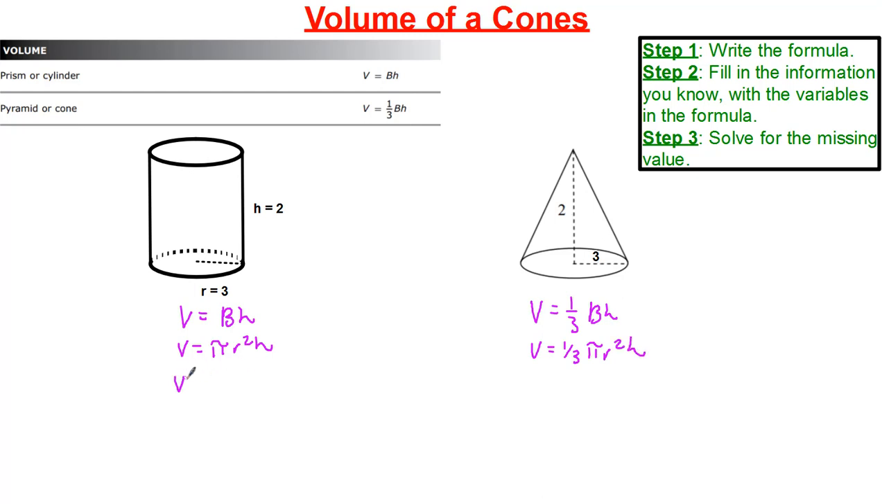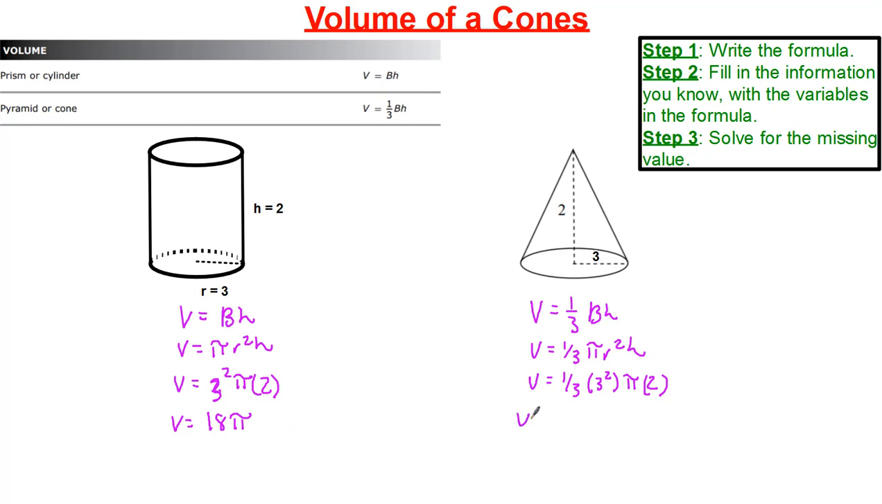So volume is equal to, I'm just going to keep pi for now, so 2 squared pi times, 3 squared pi times 2. Volume is equal to 1/3 of, once again, 3 squared pi times 2. Alright, so let's see what I can do here. I can do 3 squared. 3 squared is 9. 9 times 2 is 18. So I have 18 pi.